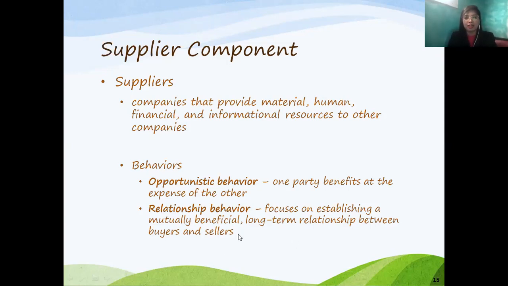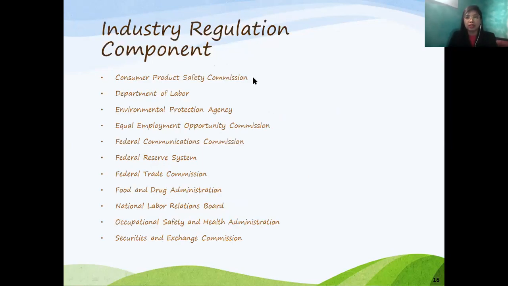Okay. So for the industry regulation component, we have the Consumer Product Safety Commission, Department of Labor, Environmental Protection Agency, the Equal Employment Opportunity Commission, Federal Communications Commission, the Federal Reserve System, the Federal Trade Commission, the Food and Drug Administration, the National Labor Relations Board, the Occupational Safety and Health Administration, and the Securities and Exchange Commission.